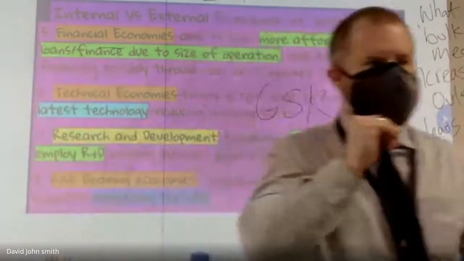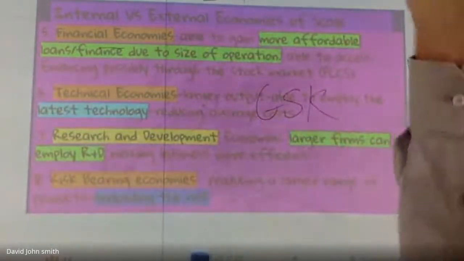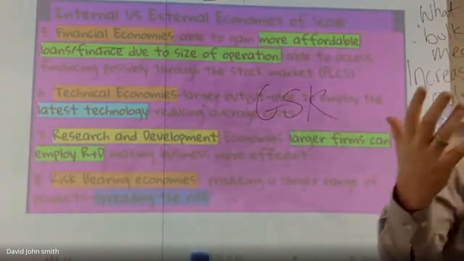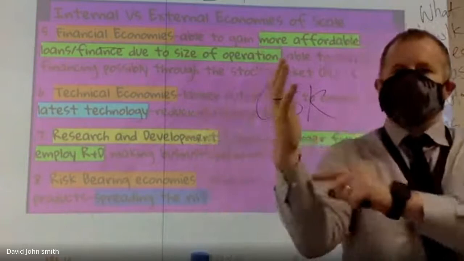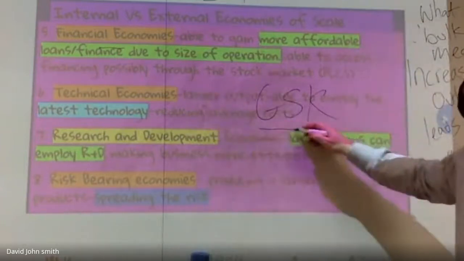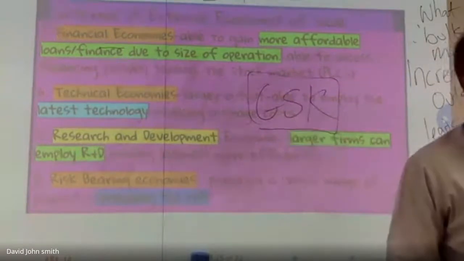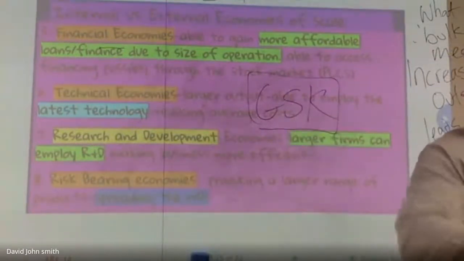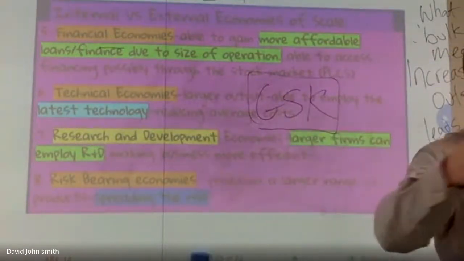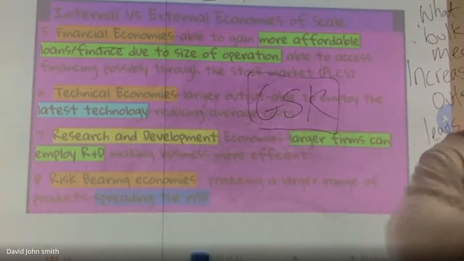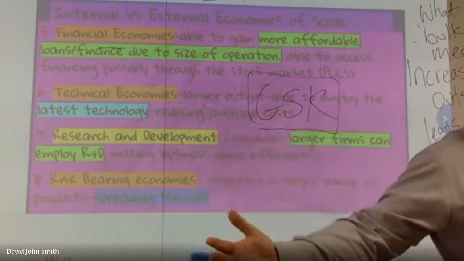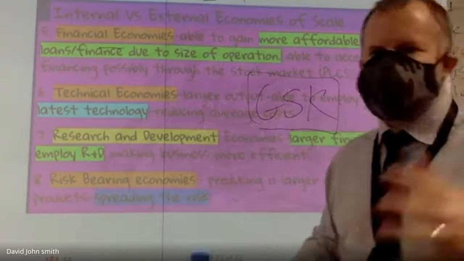So if you're ever in the shower with a bottle of shampoo and you read the back of it, there might be three letters, GSK, GlaxoSmithKline. But they don't produce one product. This is the point: you're not producing one product. You're producing 10 or 100 or 1,000. Apple doesn't just produce computers.